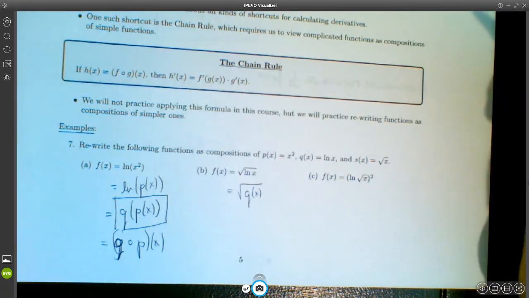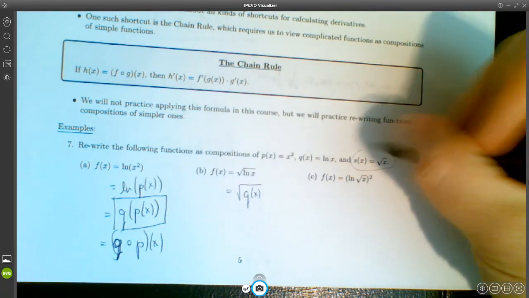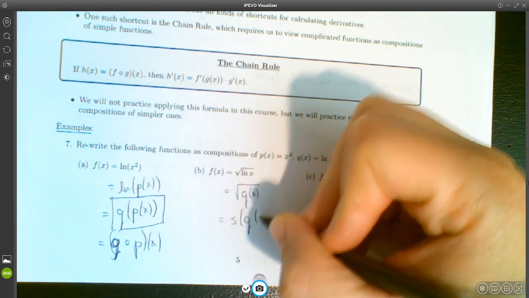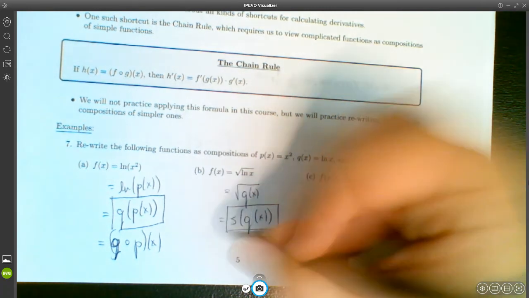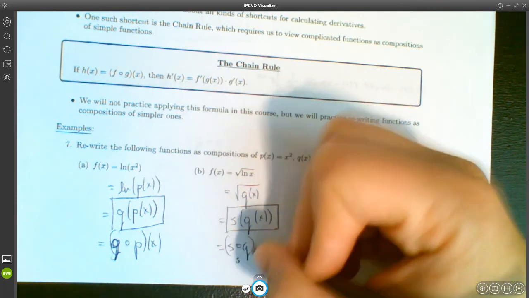Well, what's the square root function? In this case, we called the square root function s. So this is really s of q of x. Right? It's s of q of x.